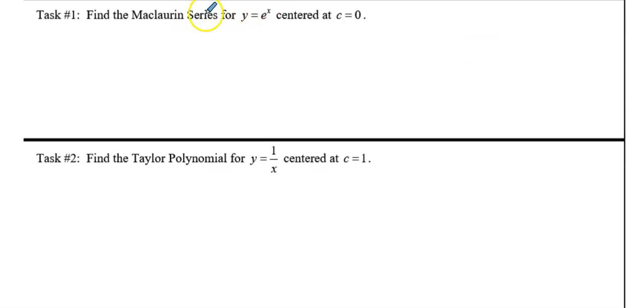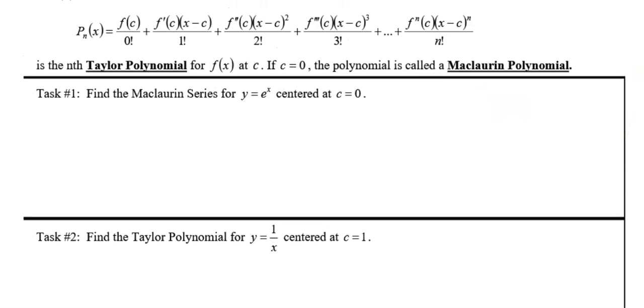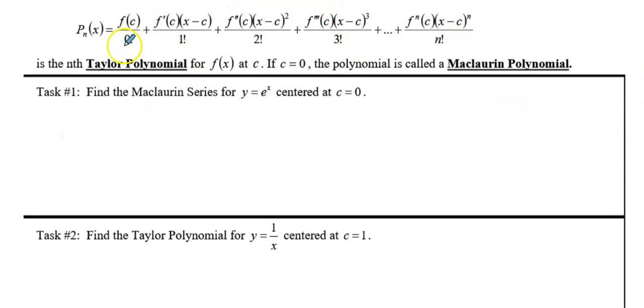Okay, so we're going to go ahead and find the Maclaurin Taylor series for y equals e to the x. Remember that Maclaurin series is a Taylor series. It's just that it's centered around c equals 0. And so what we're going to do is remind ourselves of the equations right here. All right, so it's kind of helpful for us to do this. And so in this particular example, c is going to be equal to 0. So all those are going to go away.